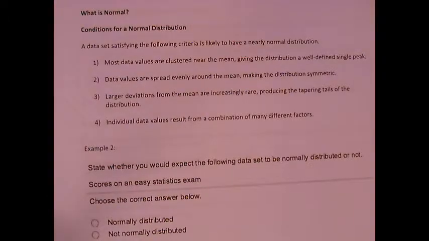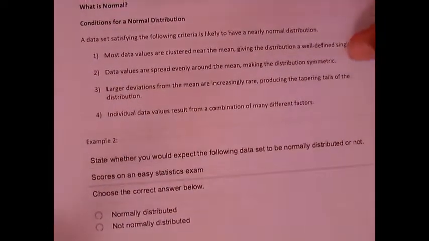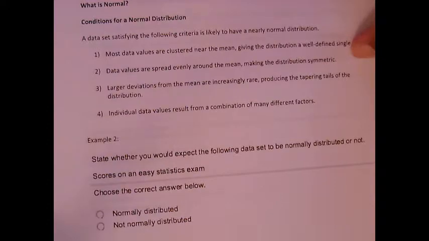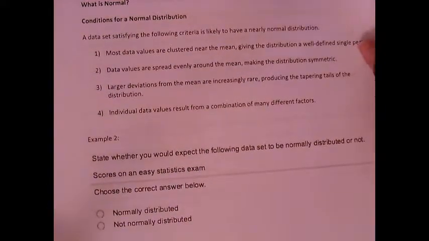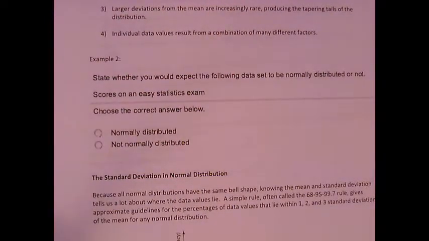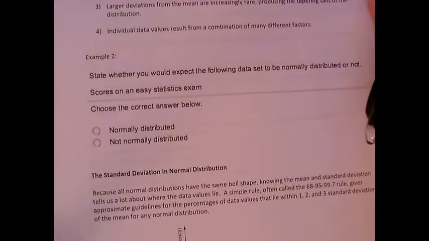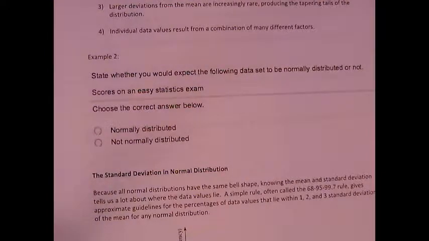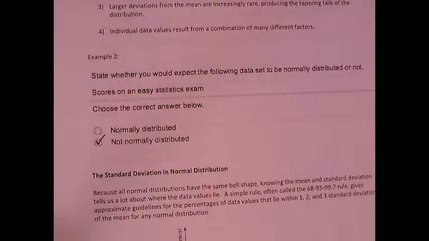So now in example 2, we want to state whether you would expect the following data set to be normally distributed or not. In this case, we have scores on an easy statistics exam. Well, if we're dealing with an easy statistics exam, then that would mean that everyone should get an A on that exam. So here, it would not be a normal distribution. Those scores would not be normally distributed because pretty much everyone would get an A on a very easy statistics test.